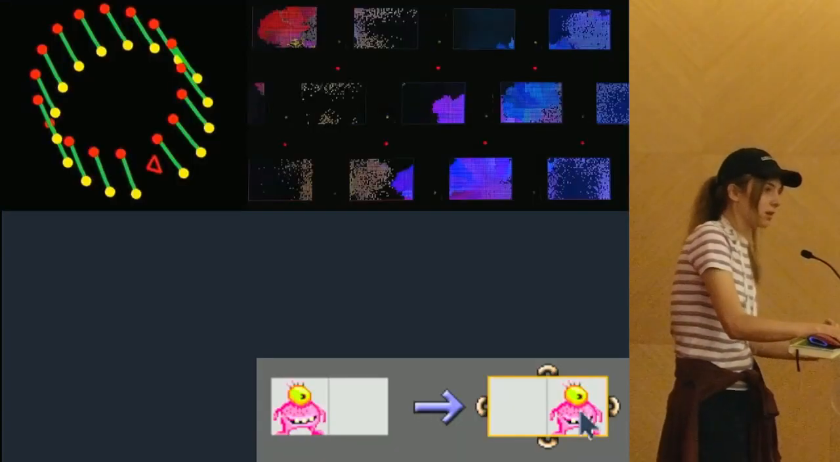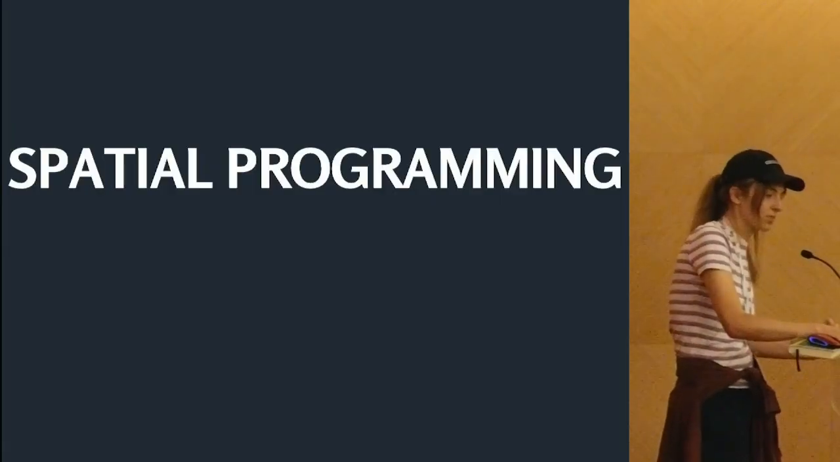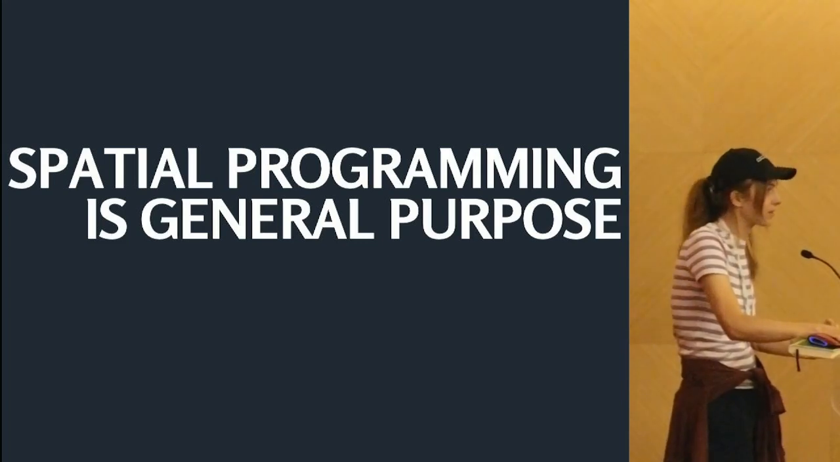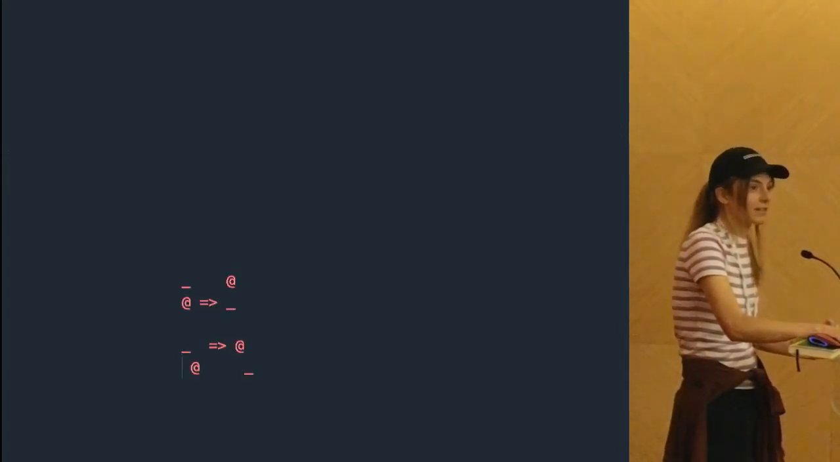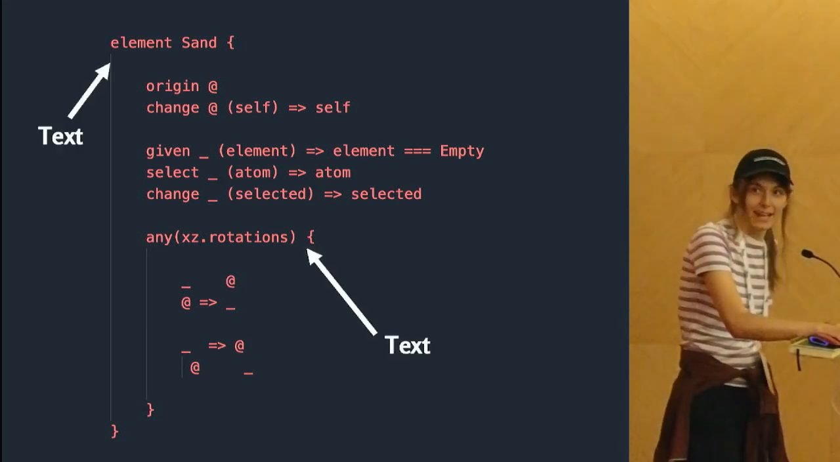Spatial programming is used for education, hardware, art, simulation, and games. It's general purpose, and so I think it's worthy of our attention. But it has a dark secret. Can you see it? Can you see the dark and terrible secret? You can't see it because this image is cropped. Here's the full image. You see what text?